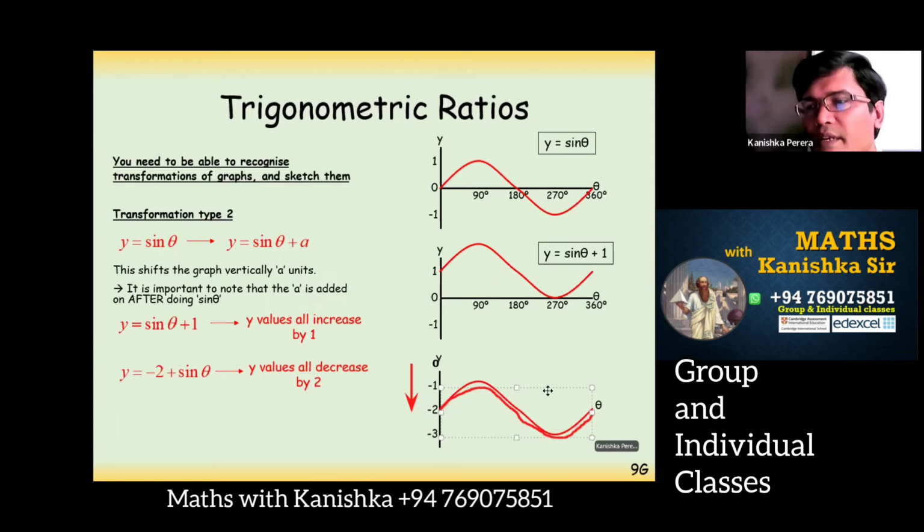Shape is not there perfectly as I have drawn it, that's why you can find out. But anyway, the shape is not going to be changed. You are getting this kind of thing. So what just happened there, sine theta, we shifted it; the transformation has been done there for the minus 2. So this is the second transformation type.